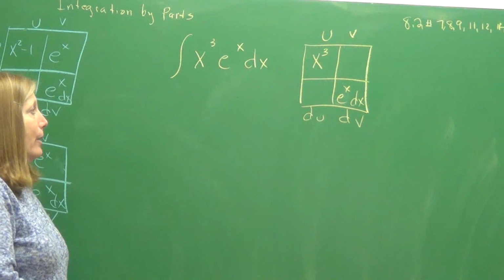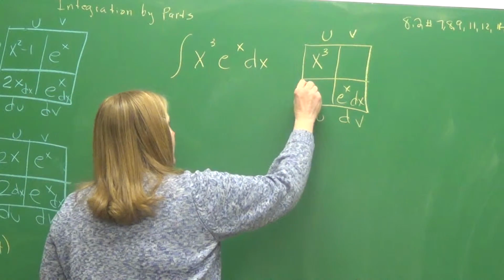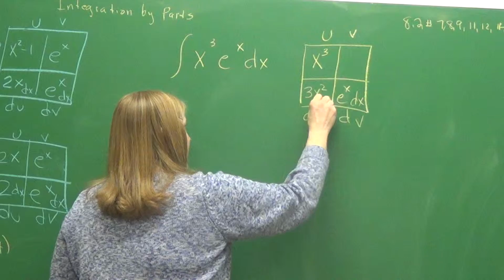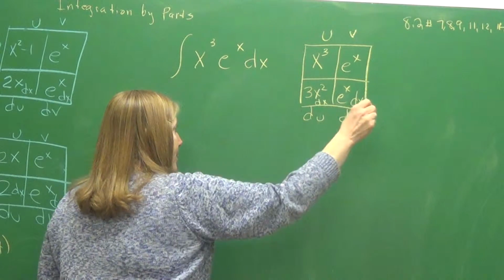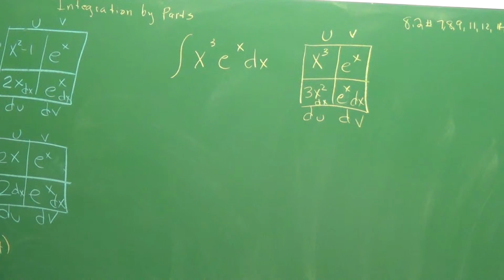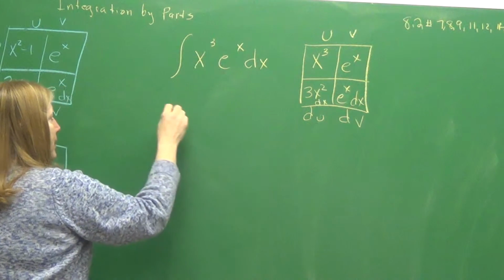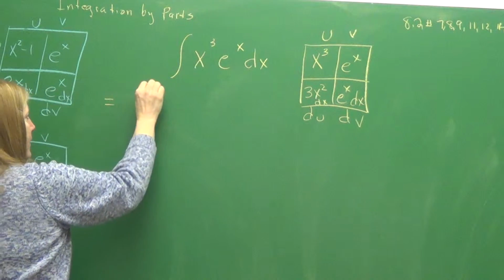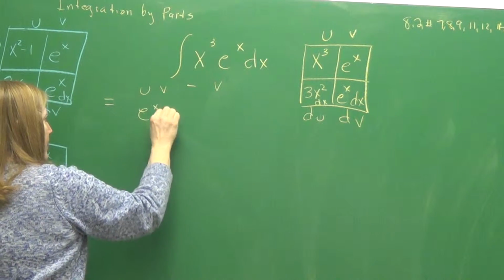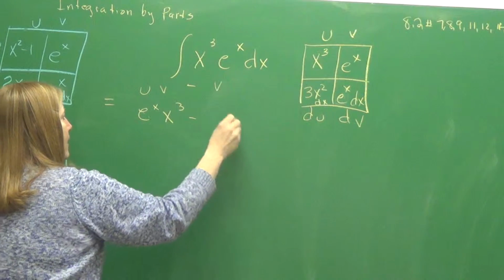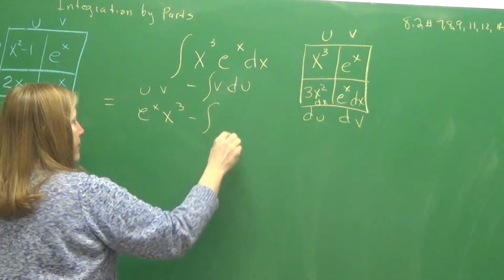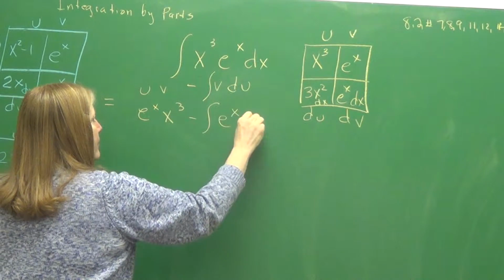Okay. So when you take the derivative of x cubed, you get 3x squared. The integral, at least the integral is easy. So, set up the box, Gianni. From the box, set up the problem, then what comes of it? It would be x cubed e to the x minus the integral of e to the x times 3x squared.